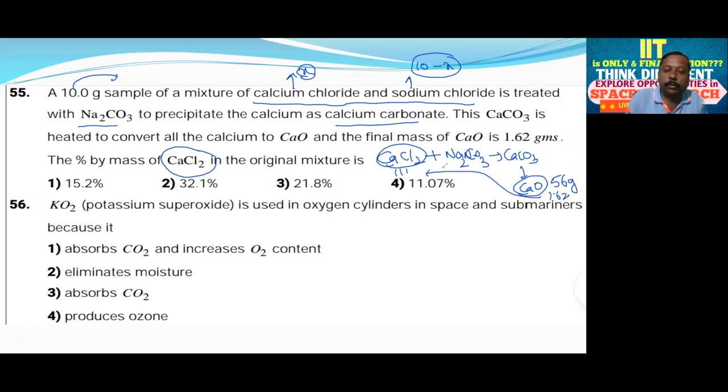So if 1.62 grams are there, then how much mass is there? Very simple. So I am solving here. 56 grams is equal to 111 grams. What is 111? Molecular mass. And 1.62 grams is equal to how much? 1.62 divided by 56 into 111. I think it is 2 into 3.